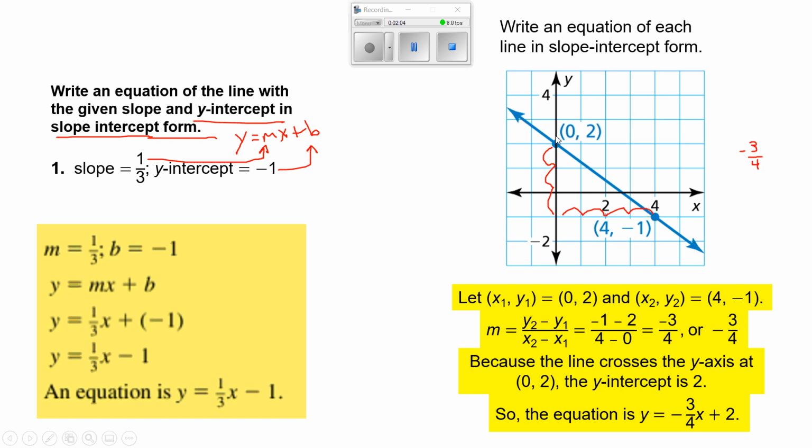Now, the great thing about this is they already told you where the y-intercept was, where x is 0, right? The y-intercept then is 2. So they just wrote y equals -3 over 4 x and then plus 2. And they were done. All right, let's move on.